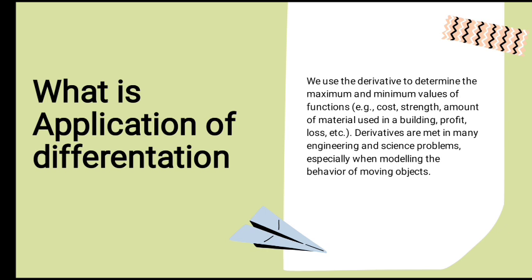What is application of differentiation? Application of differentiation is we use the derivative to determine the maximum and minimum value of function. Example, cost, strength, amount of material used in a building, profit and loss. Derivatives are made in many engineering and science problems, especially when modeling the behavior of moving objects.